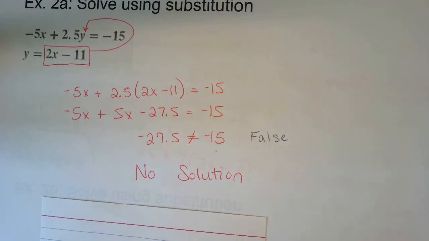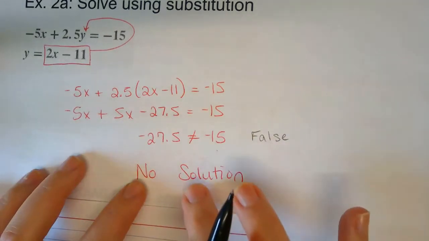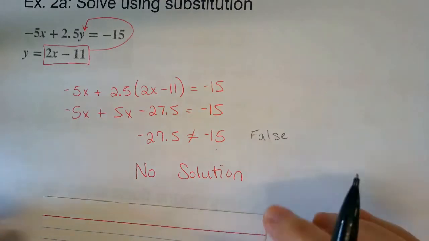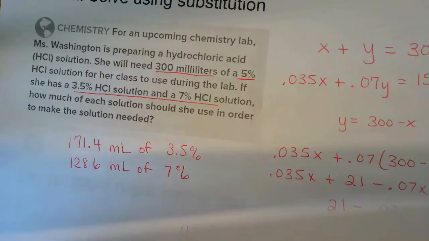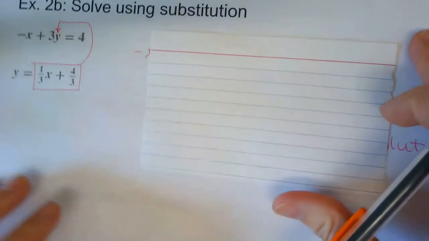So remember when we were solving by graphing, we could have 0 solutions, 1 solution, or infinitely many. This is an example where you can see that no solution when you're solving it algebraically. So let's take a look at another example.